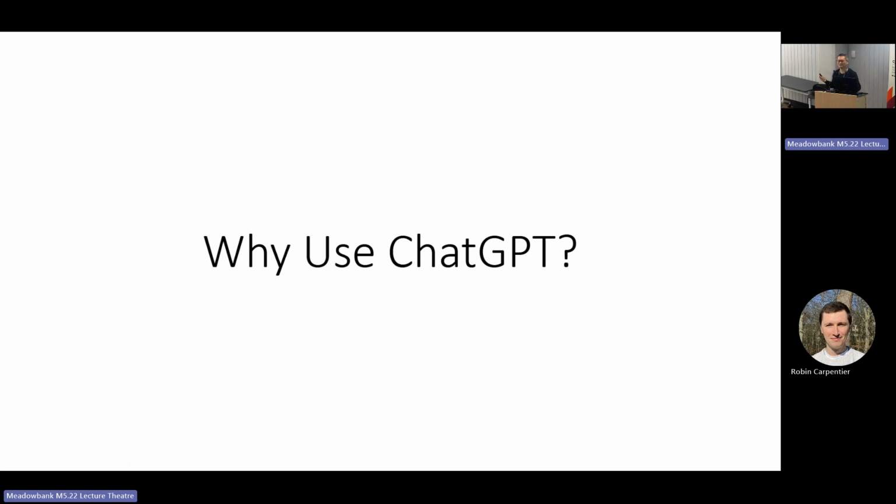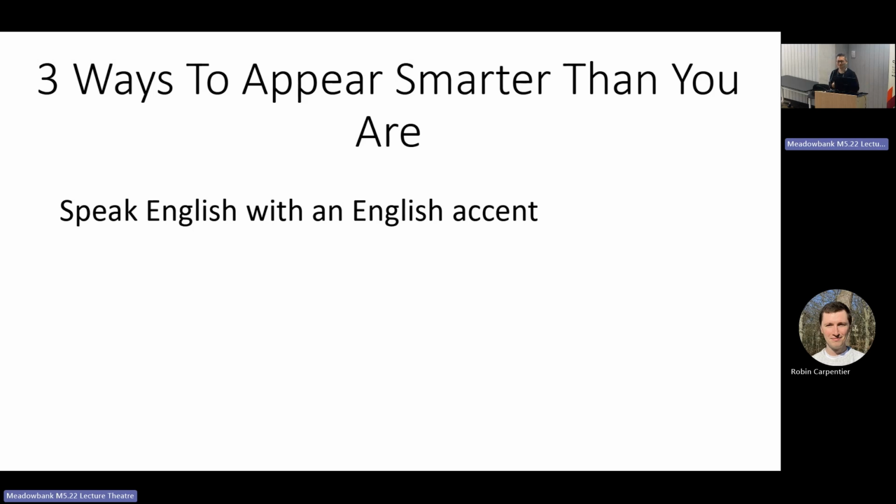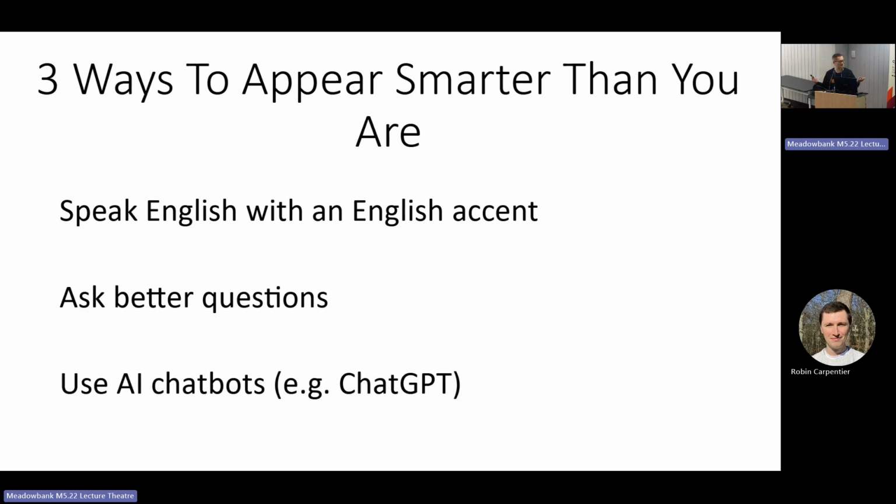So why use ChatGPT? I'll give you a very good reason. Everybody wants to look smarter than they are. So there are 3 ways you can do that, 3 ways that I know of. Number one, you speak English with an English accent. Anybody here who can speak English with an English accent? If you are in America, you're going to be popular in America. They think the English accent is posh. Number two, you learn to ask better questions. And number 3, of course, you learn to use ChatGPT.